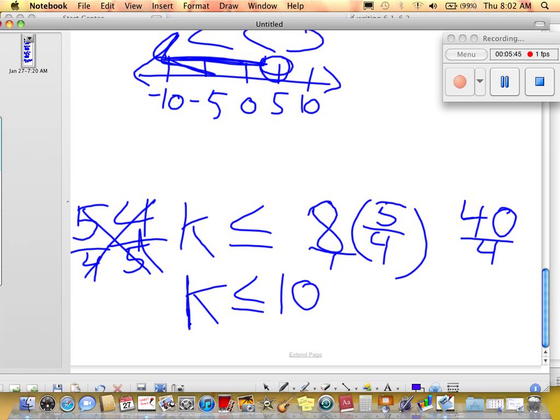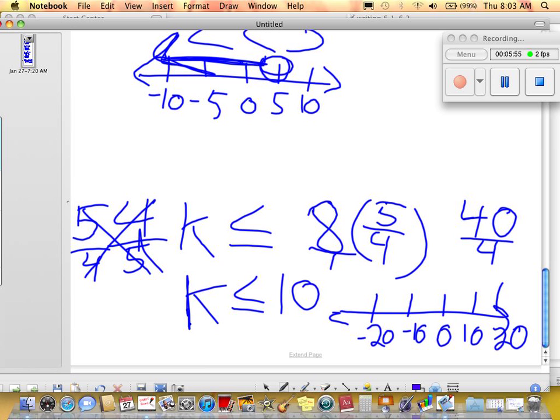And then you're going to graph it on the number line. Luckily, it already gives you the scale, so that's awfully nice. Open or closed circle? Closed. And k is less than or equal to 10. Okay, so you're going to take the rest of your time filling out the rest of the sheet and then check your answer key.